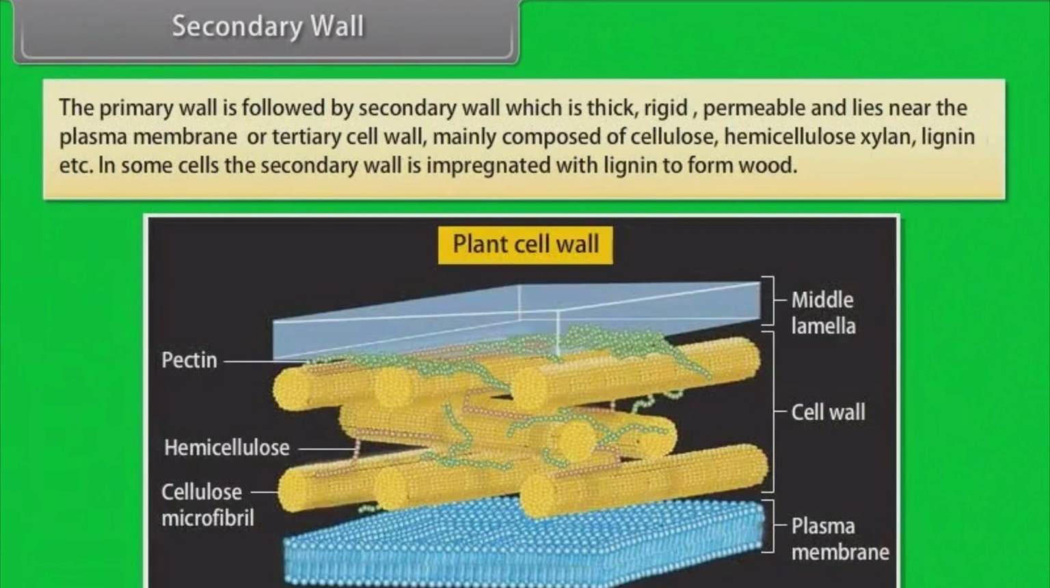Secondary wall. The primary wall is followed by secondary wall, which is thick, rigid, permeable and lies near the plasma membrane, or tertiary cell wall, mainly composed of cellulose, hemicellulose, xylan, lignin, etc. In some cells, the secondary wall is impregnated with the lignin to form wood.